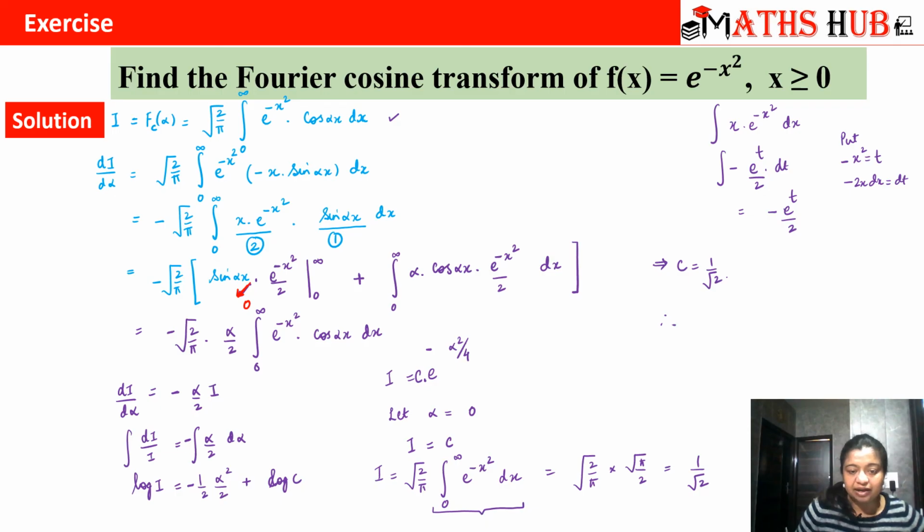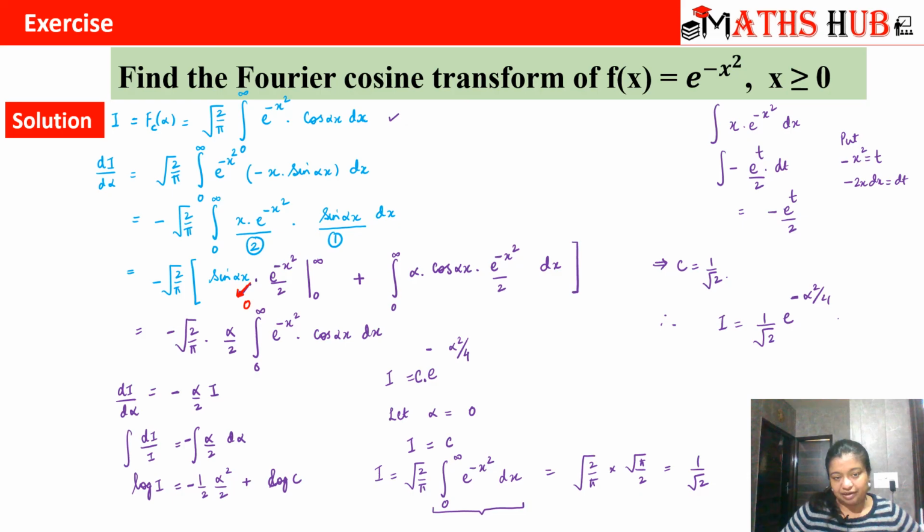So if you put it back here, I turns out to be 1 by under root 2 times e to the power minus alpha square by 4. So this becomes the Fourier cosine transform of f(x) equal to e to the power minus x square, right? Little typical, you have to frame the differential equation first. And by framing the differential equation, you'll get it in this form. It gets converted to a variable separable form. And then by putting alpha equal to 0, you can calculate the value of the integral from both the cases. And then you'll get the value of the constant, and that will lead to the answer.